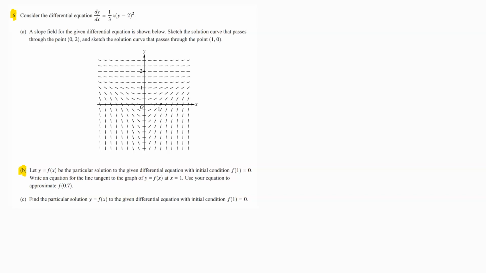Alright, so looking at B, B says let y equals f of x be the particular solution to the given differential equation. Differential equation is just fancy math talk for derivative. So there's our given differential equation, and they're telling us that we have this initial condition here. When we plug in x equals 1, we get out a y value of 0. What they want us to do is write the equation for the line tangent to the graph at x equals 1. Once we do that, we're going to use that equation to approximate f of 0.7.